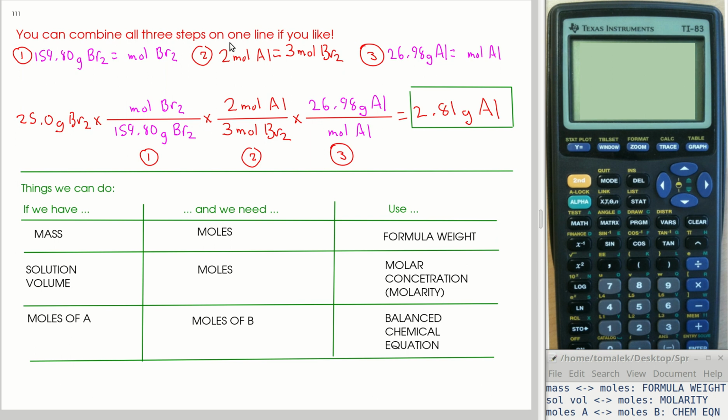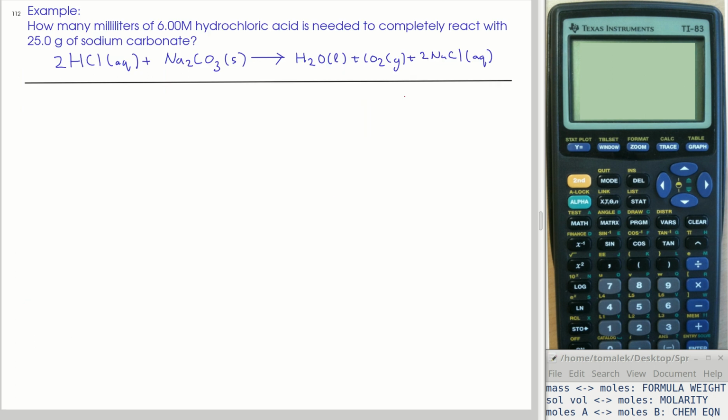Now, let's look at one more example in this video. So, this one, we've taken the training wheels off. We'll have to figure out how to do this one from the beginning. So, here's what they want us to figure out. How many milliliters of 6 molar hydrochloric acid do you need to completely react with 25 grams of sodium carbonate? Here's the balanced chemical equation.